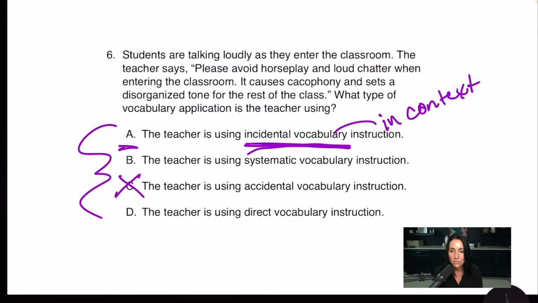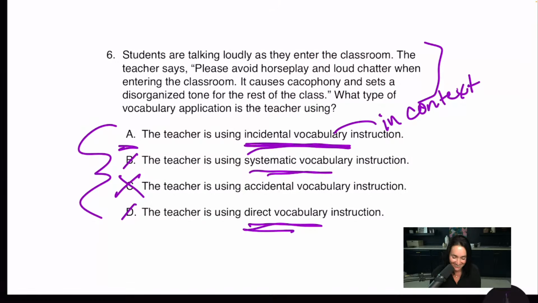D, the teacher is using direct vocabulary instruction. Okay, direct is explicit vocabulary instruction, which also goes with B. B and D are sort of the same. I'm going to just cross them off a little bit, but let's read the question first. Let's start up here. Students are talking loudly as they enter the classroom. The teacher says, please avoid horseplay and loud chatter when entering the classroom. It causes cacophony and sets a disorganized tone for the rest of the class.